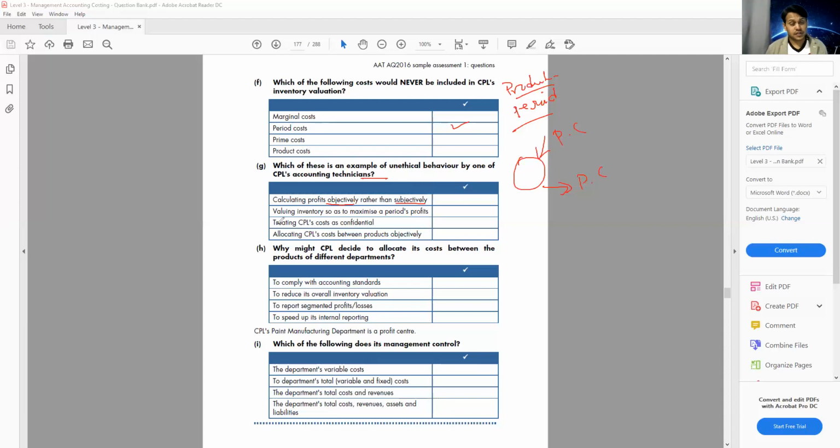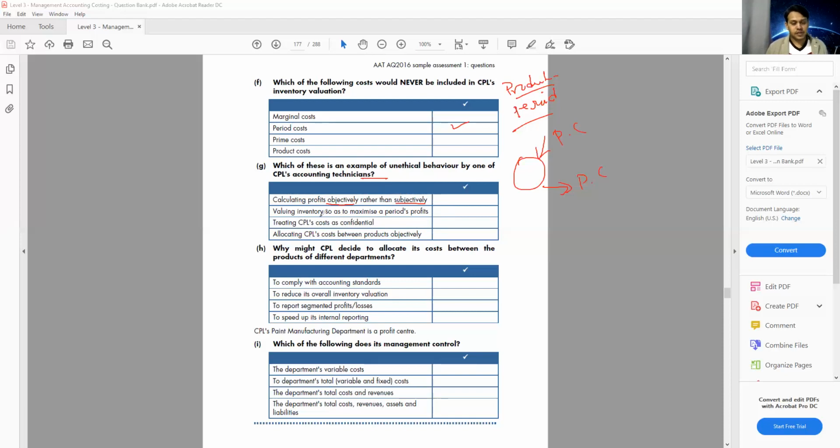Sometimes when you make a lot of sales and all the sales are on credit, there is a lot of profit on the financial statement, but actually there is no cash in the bank. This is called subjectivity. It is just an estimate. Sometimes all the sales you make, the customer can return everything to you and all the profit will be gone. So calculating the profit objectively rather than subjectively is good work, and accountants should do it. It's not something accountants shouldn't do. This one is fine.